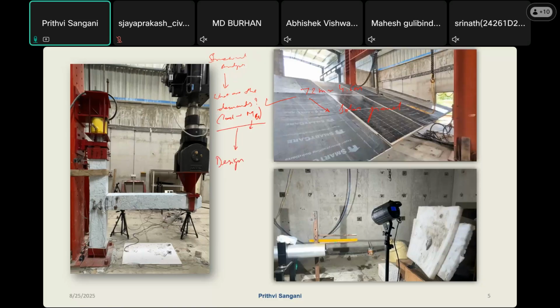If you know the demands of the structure, let us say it is a simply supported beam with a UDL of W kilonewton per meter. What is the maximum bending moment? I think it's WL squared by 8. This is the demand that this beam is going to give. So you need to design this beam for this much load demand, and that's where the design comes into the picture.